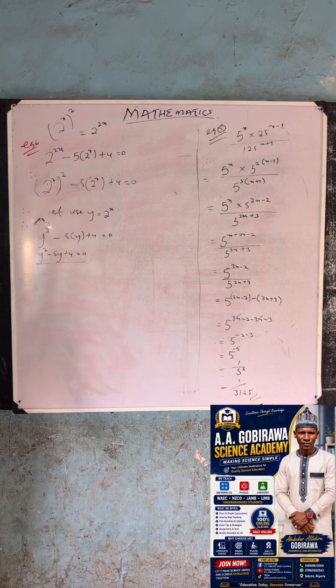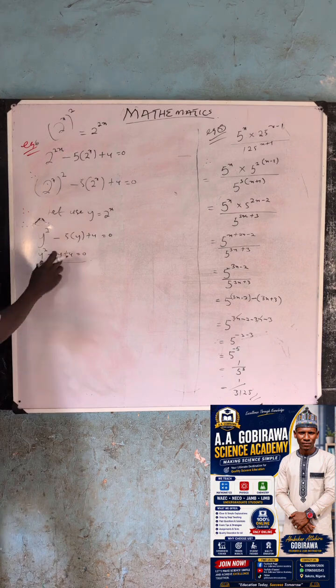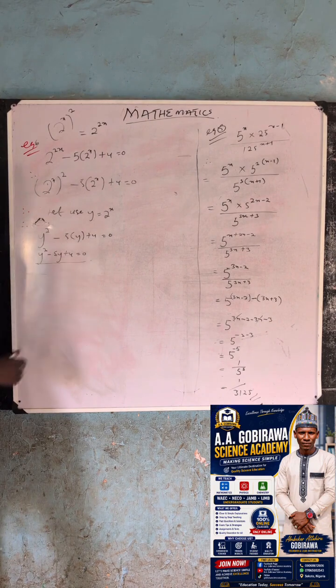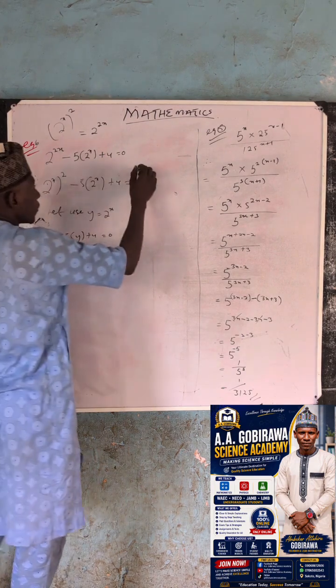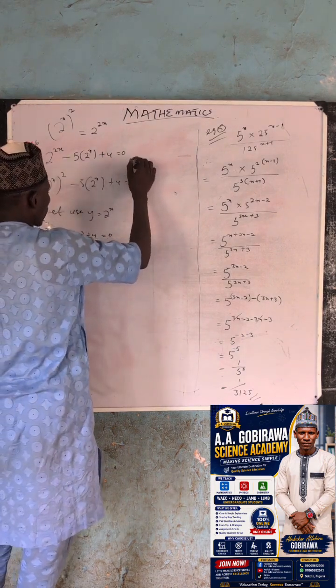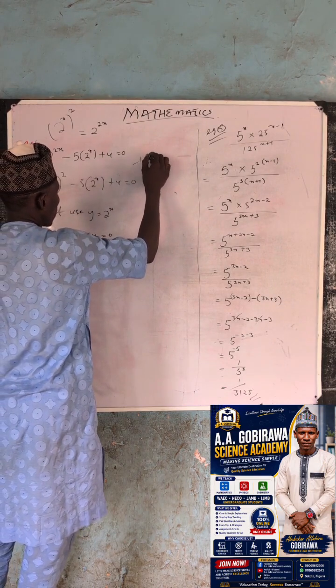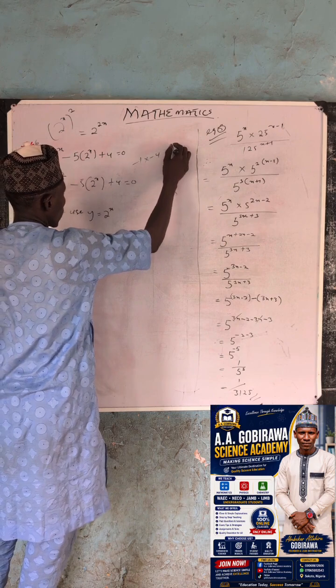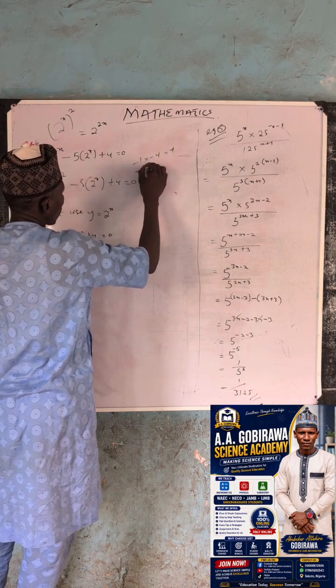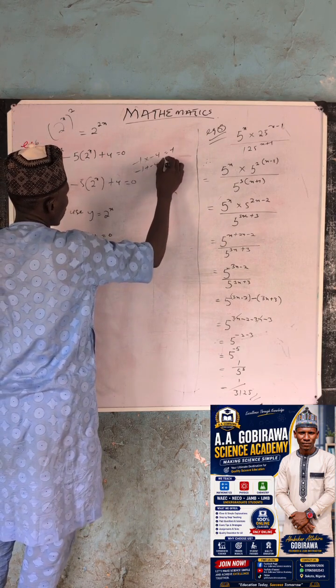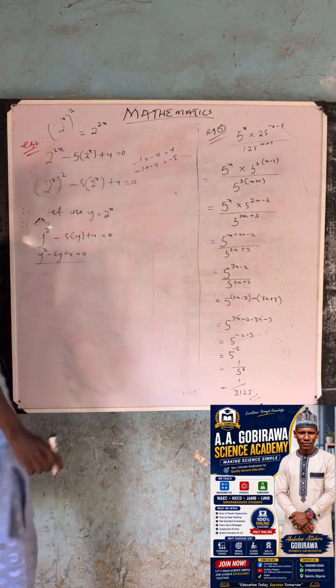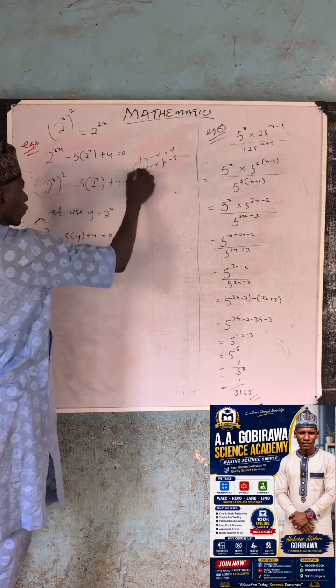Sai mu ce to za mu yi factorization, mu samu lambobi biyu wanda in mun kara plus din su za su ba mu minus 5, in mun ninka su za su ba mu plus 4. So in this case we have maybe mu ce minus 1 times minus 4 zai ba mu plus 4, minus 1 plus minus 4 zai ba mu minus 5. So our factors din mu is minus 1 and minus 4.